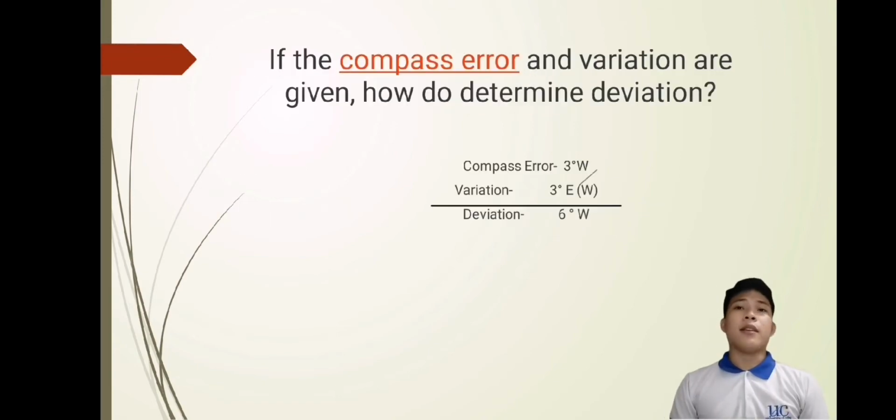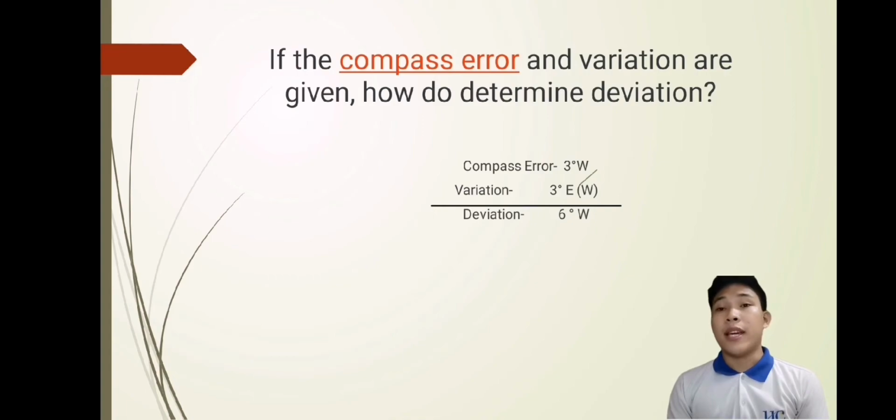So next question, if the compass error and variation are given, how do you determine the deviation? Here we have the compass error of 3 degrees west and the variation of 3 degrees east. So we are finding the deviation, therefore we will change the direction of the variation to west, and therefore the deviation will be 6 degrees west.